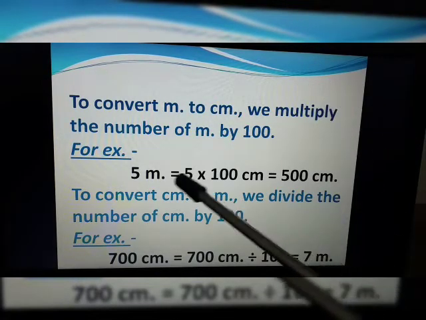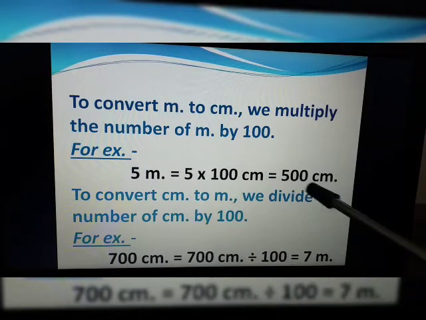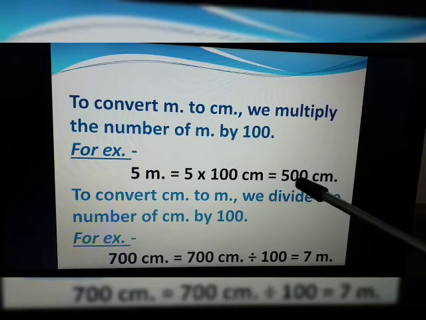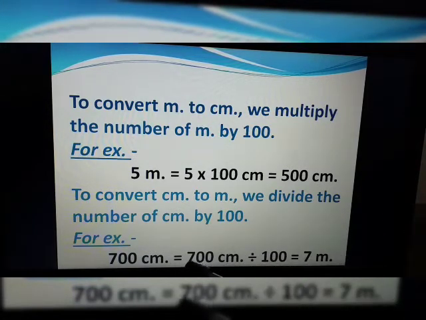In an easy way, we can say if we want to convert meter to centimeter, we have to put 2 zeros after the number. Here there is 5 meter, and we want to convert 5 meter into centimeter, so what will we do? We will put 2 zeros after 5. Okay, and if we want to convert centimeter to meter, the last two digits will be centimeter and the rest of the digits will be meter. Here the last two digits are 0 0. Okay, so 0 0 will be centimeter, so no need to write 0 0. So what will the answer be? 7 meter.